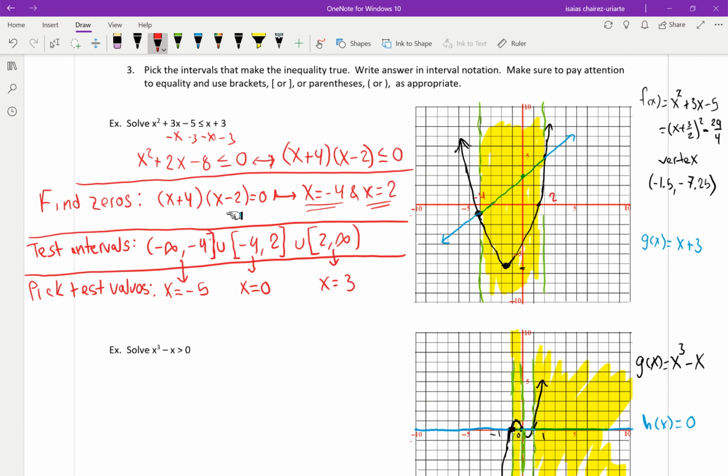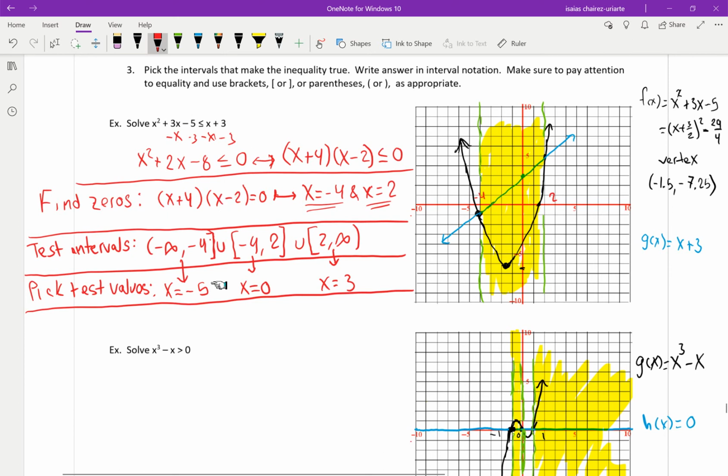And now with these test values, I am going to plug them back into my original inequality and see if it satisfies the inequality. And you might be thinking, well, I have 3 versions of the original inequality. Into which version should I plug in my test values? Turns out it doesn't matter.